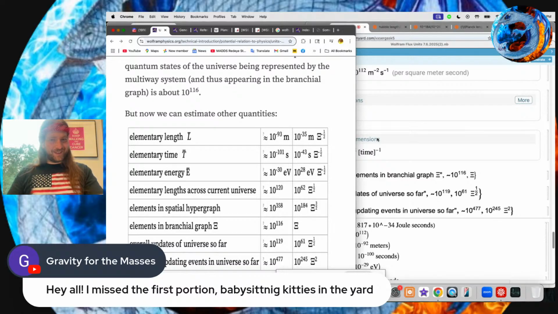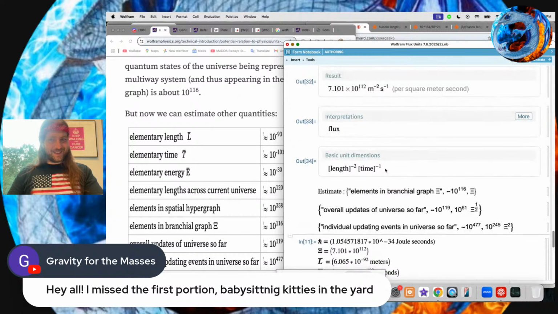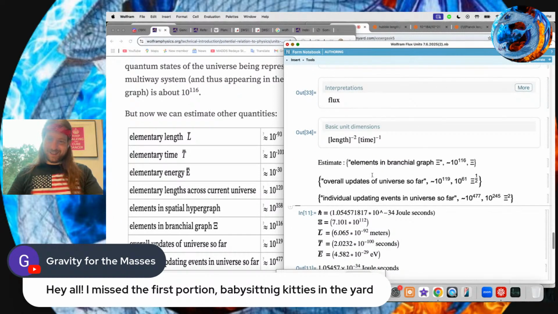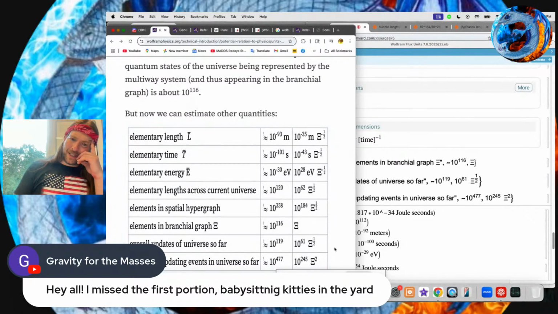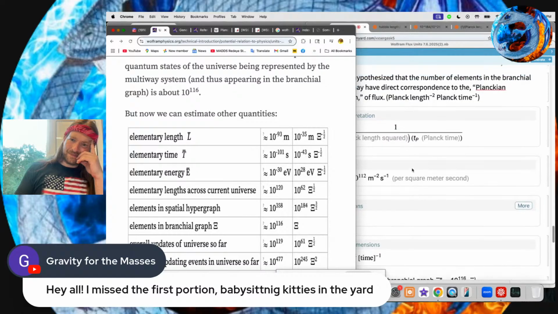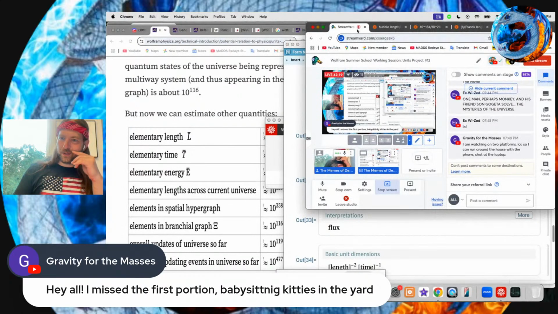So it'd be square root of that. So that's Hubble time divided by Planck time times the square root of that. Alright, so... Save. Cool. Alright.